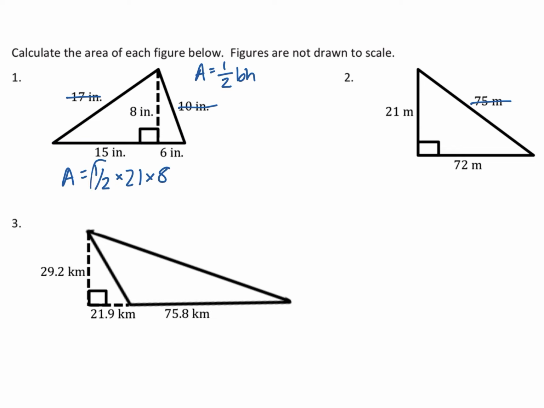So we can use 1/2 of 8, and 1/2 of 8 is 4. So A equals 21 times 4. And if we multiply 21 by 4, we get 84. It was measured in inches, and area is 2-dimensional.